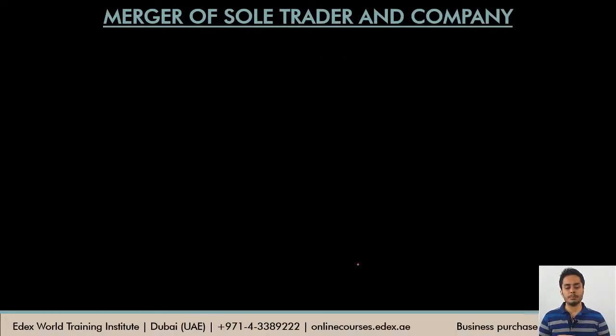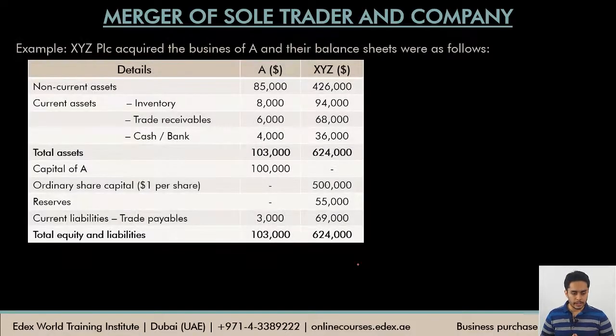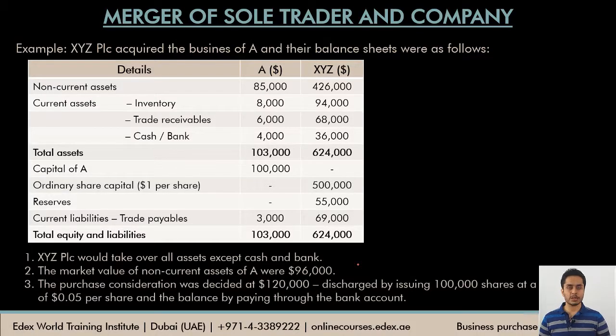Okay, next we have a merger of a sole trader and a company. In this, the sole trader A is given. XYZ PLC, which is a limited company, acquired the business of A, and the balance sheets of both businesses are given. We have certain adjustments. XYZ PLC would take over all assets except the cash and bank of A. So all other assets and liabilities would be taken.